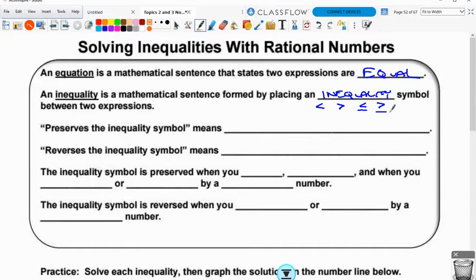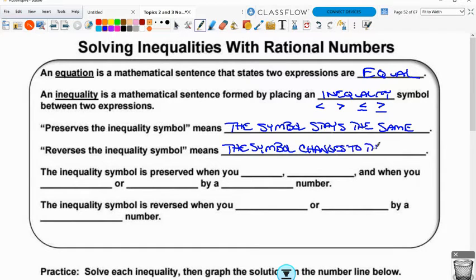The phrase preserves the inequality symbol means that the symbol stays the same. Okay, if you preserve something, you keep it the way that it is. But reverses the inequality symbol means that the symbol changes to the opposite. So if it was less than, we would switch it to a greater than. If it was greater than or equal to, we'd switch it to less than or equal to. All right. Remember, there are different cases when the symbol is preserved and when the symbol will be reversed.